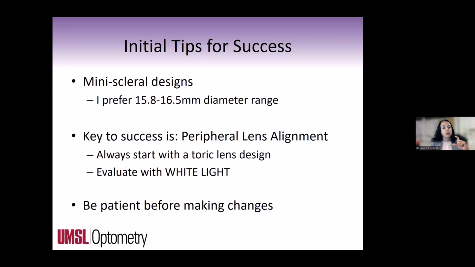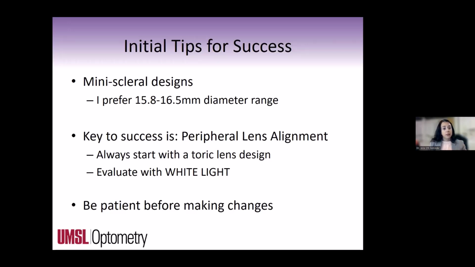And then you can use what you see in that slit lamp to determine if the lens is too tight, if it's too flat, what adjustments you need to make. I always start with a toric design. I'm never going to start with a spherical. I stopped doing that many, many years ago. So whenever I pick a lens, it's always going to be toric.